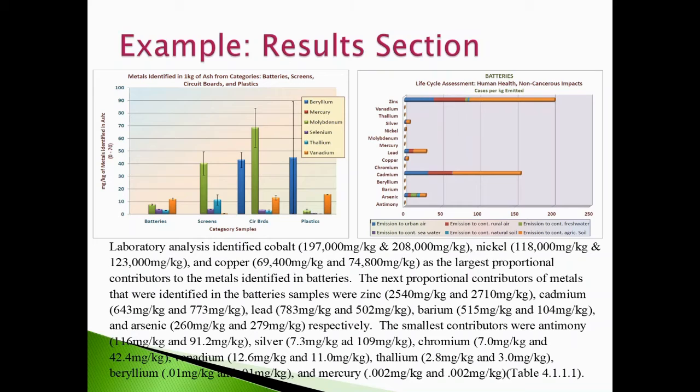Here's a results section that's literally just giving results. The laboratory analysis identified that cobalt had 197,000 micrograms per kilogram and 208,000 micrograms per kilogram. Nickel had... and you can see this is just going to continue about what we saw. We saw some different metals. Over here we have beryllium, mercury, molybdenum.